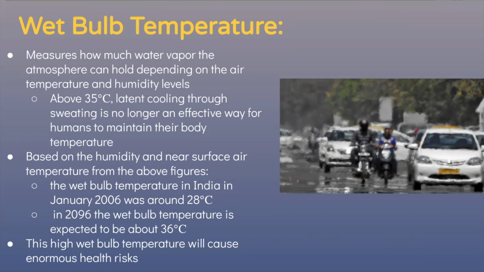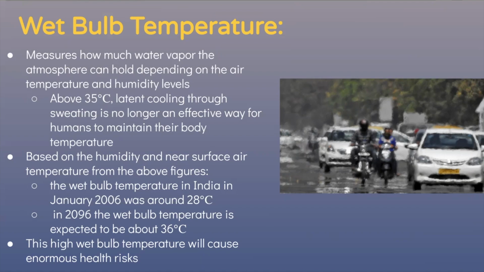So when the wet bulb temperature is above 35 degrees Celsius, latent heat cooling through sweating is no longer an effective way for humans to maintain their body temperature. So based on the humidity and near surface air temperature from the above figures, the wet bulb temperature in India in January of 2006 was about 28 degrees Celsius. And in 2096, the wet bulb temperature is expected to be about 36 degrees Celsius.